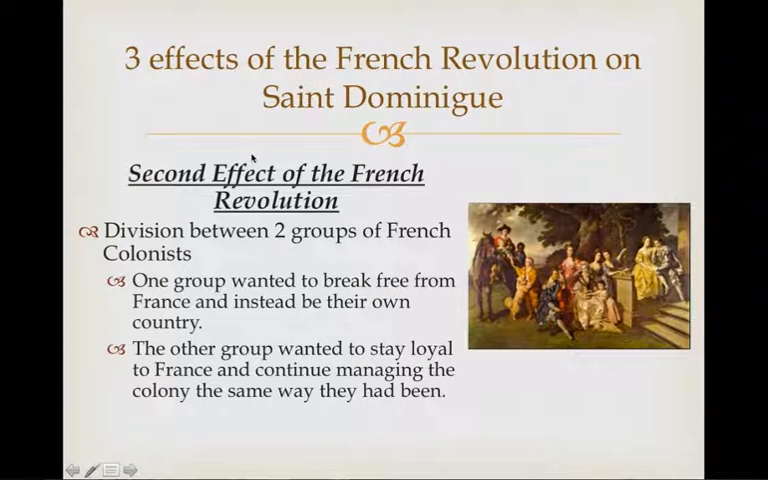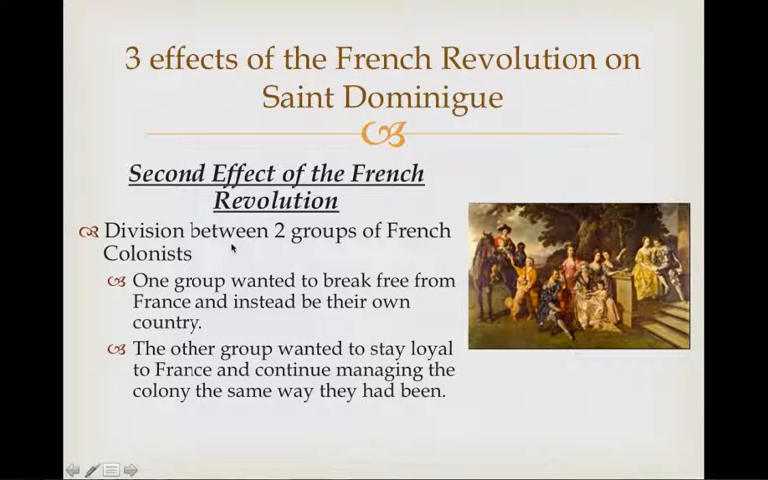Now the second effect is also between the whites. So they broke off, the French colonists kind of split off into two groups. One of the groups said, hey, you know what? I don't even want to be a part of the French government. They're too far away. They're not involved.